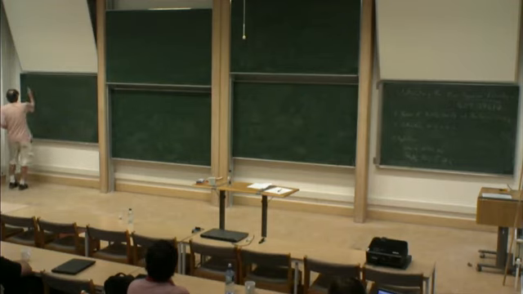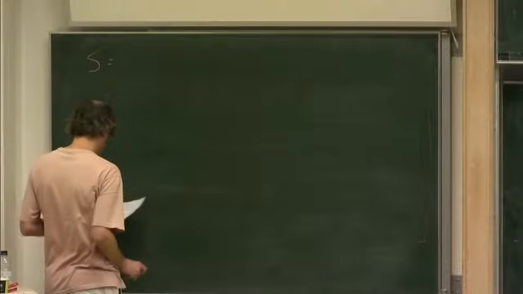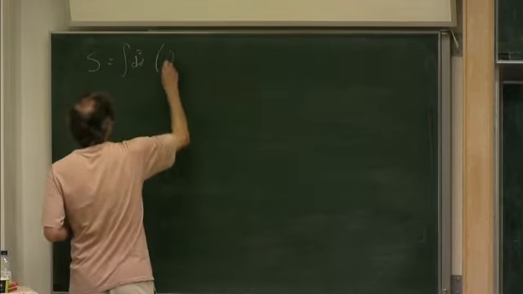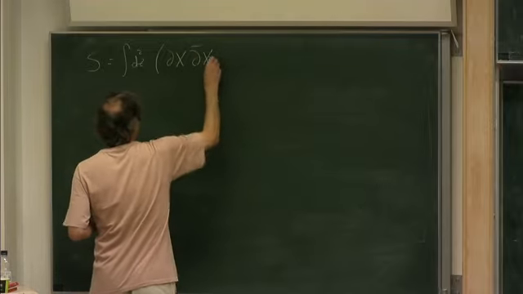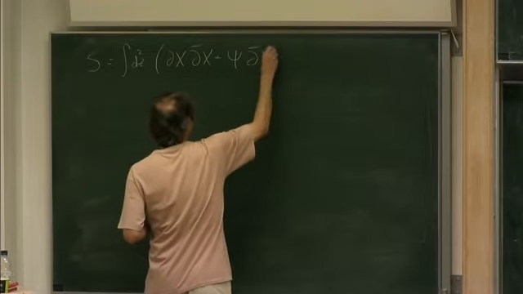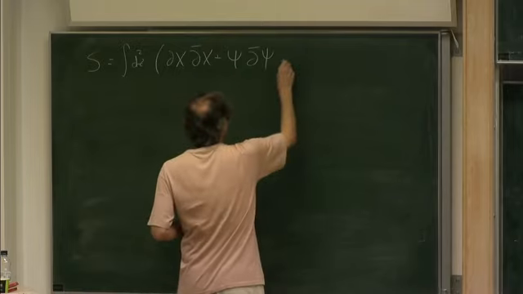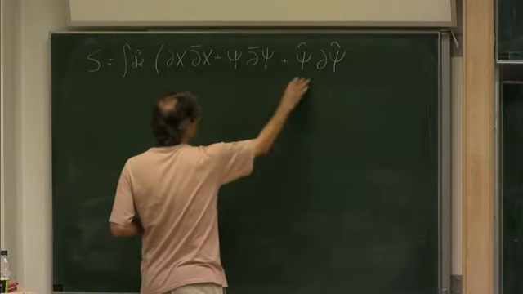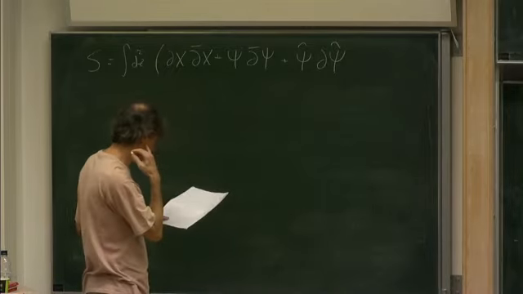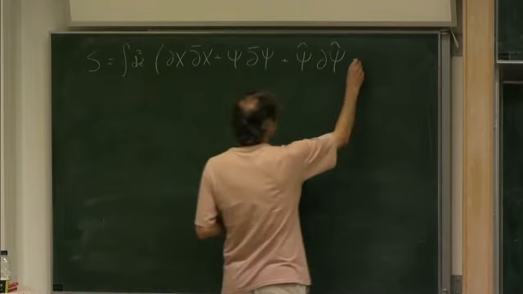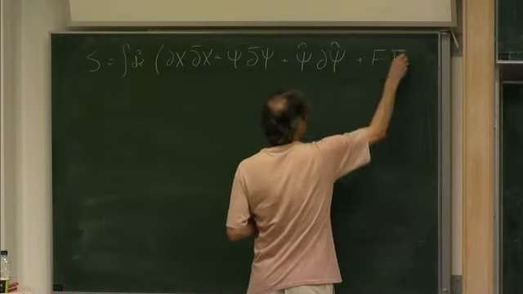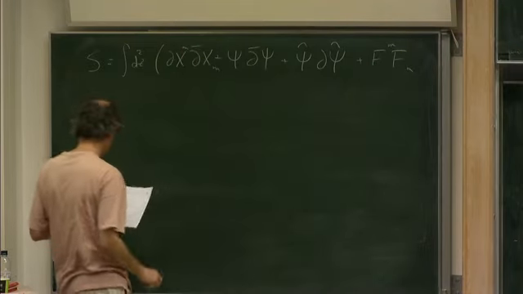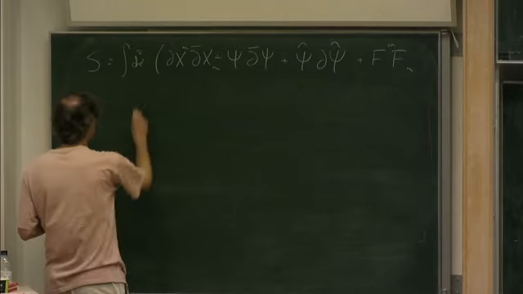Okay, just a quick review of RNS. The action is constructed from... I'll discuss just type II. You have left-moving psis and right-moving psis. These are the fermions. And if you want to make it manifestly worldsheet supersymmetric, you also introduce an auxiliary field. All of these are vectors, of course, and they fit into a superfield.